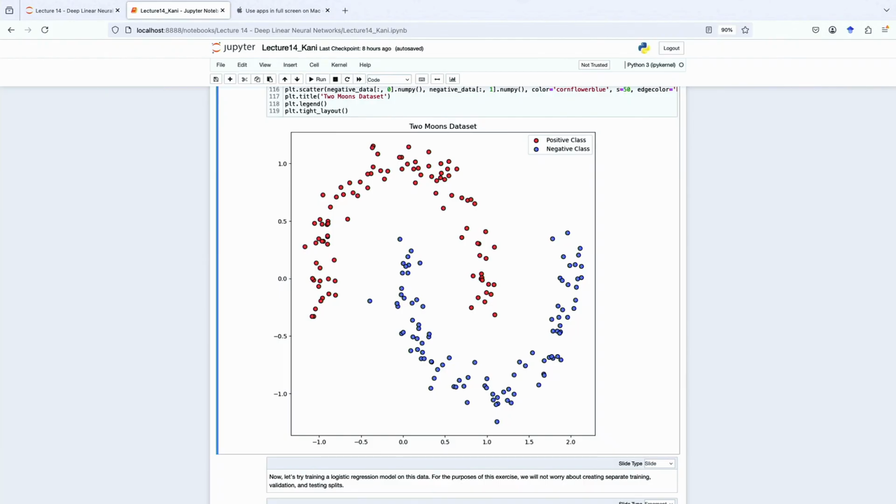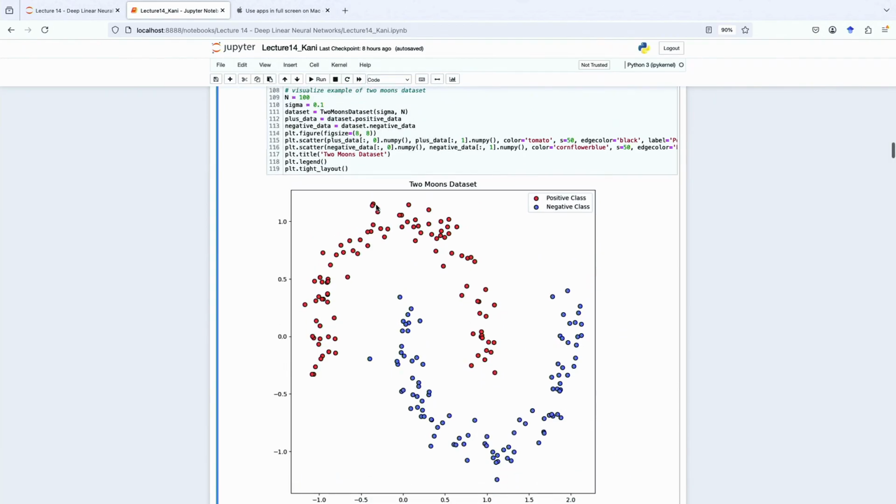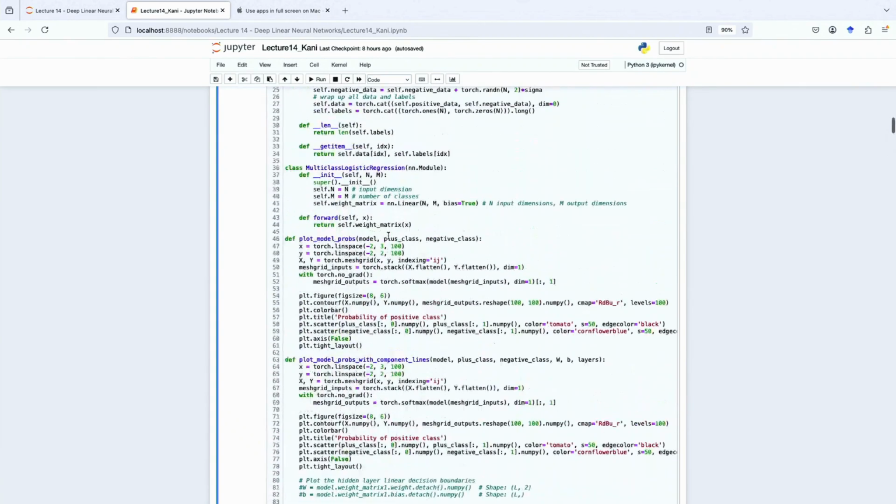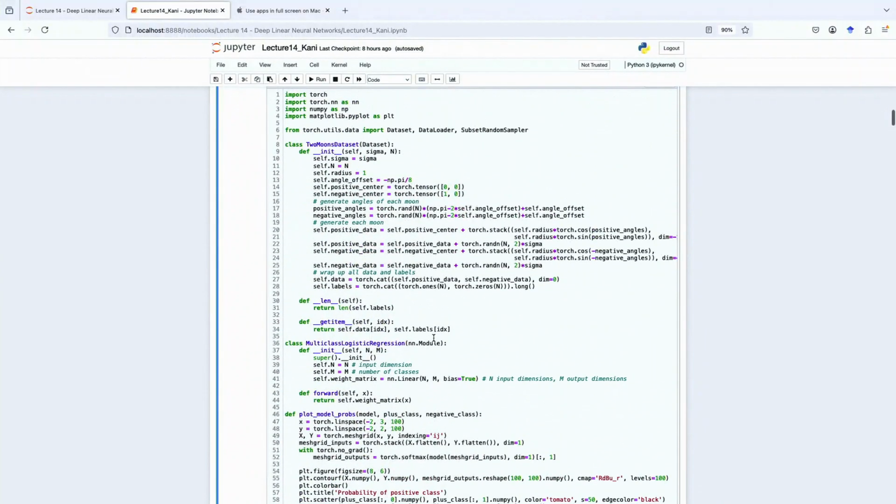So, how do we create this data set? Well, we basically computed two circles and then added some random noise here. So if you want the actual code on how we created this data set, you could go here.